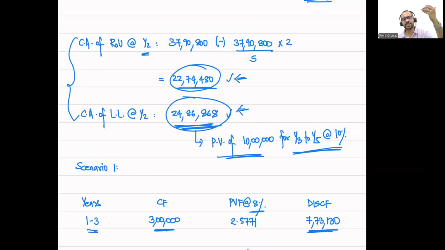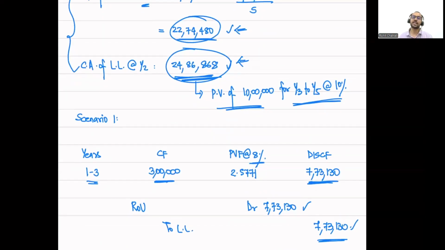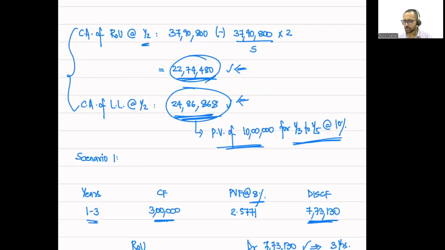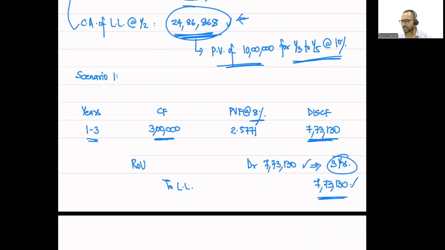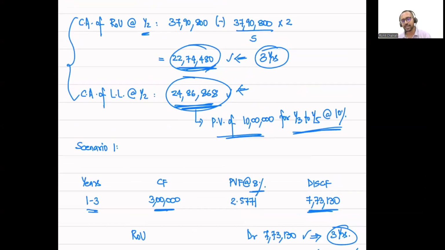We are not going to recalculate any of this using the current discount rate of 8 percent. This 24,86,000 will continue to be as it is, and we are going to recognize a new lease liability of 773,130. We are going to depreciate the 773 over a period of 3 years. Remember, the 22,74,480 was the carrying amount of the ROU asset at the end of the second year. We would be depreciating this also over the remaining 3 years, and we will also depreciate the 773 over a period of 3 years.